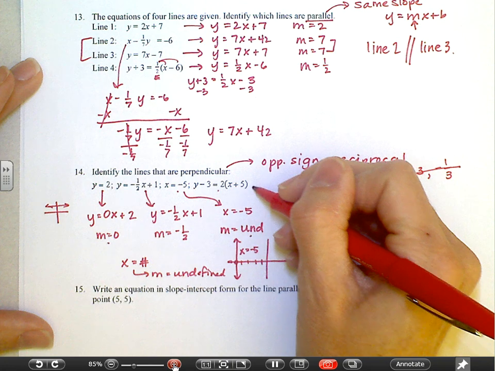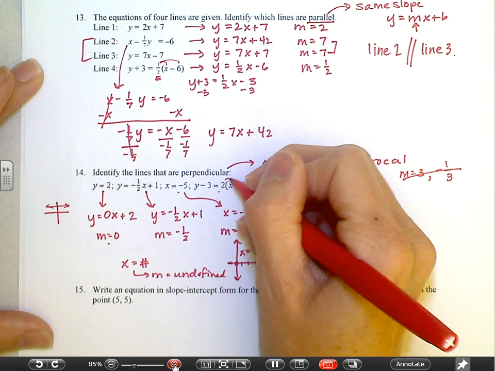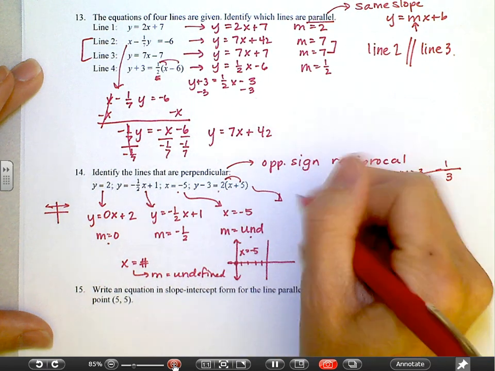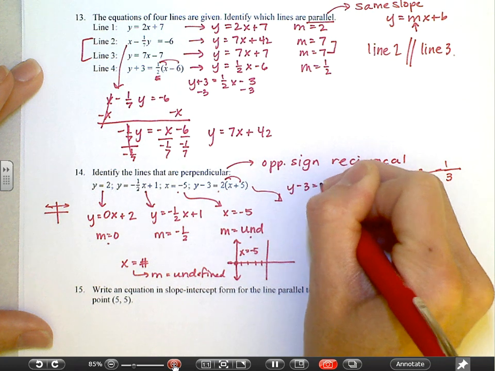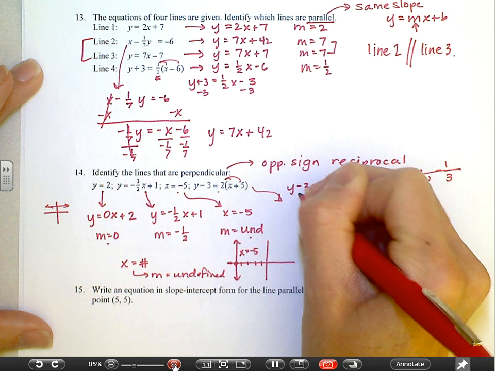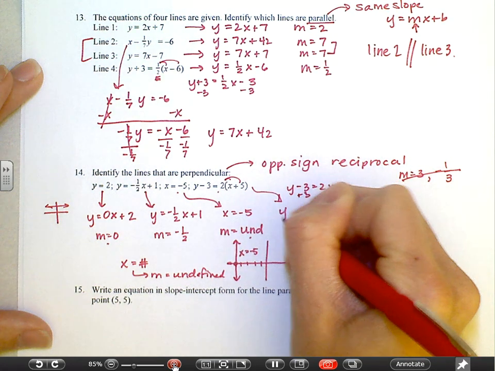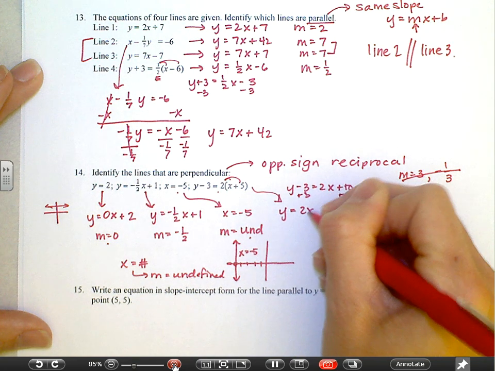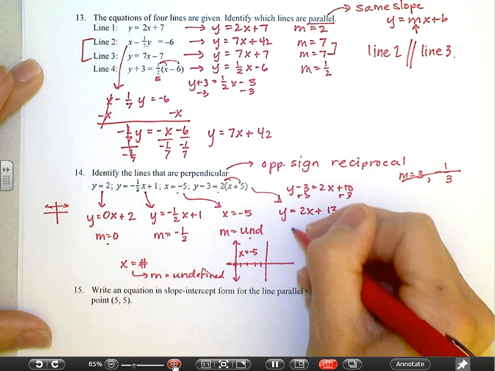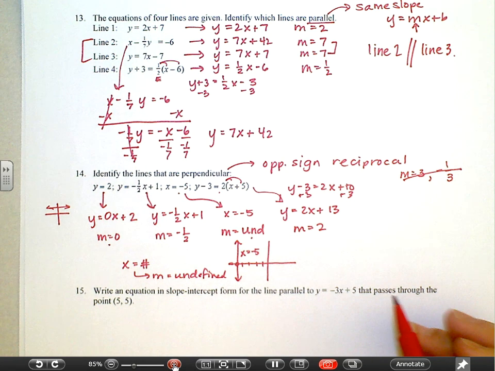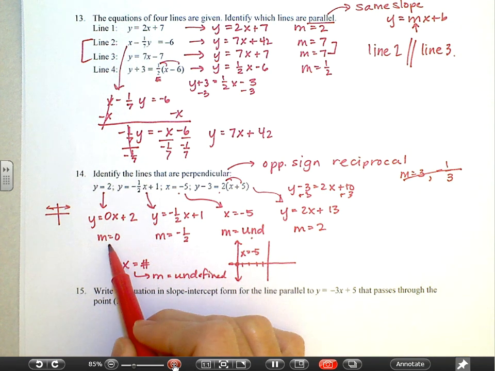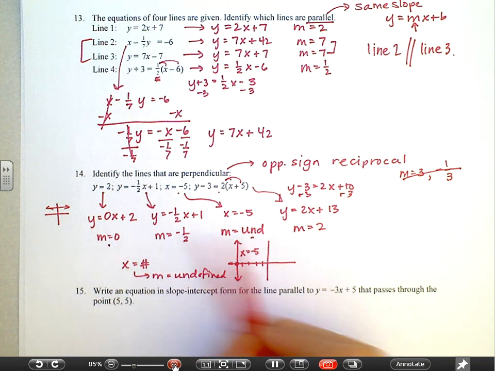All right, and then this last one. So you have y minus 3 equals 2 times x plus 10. Add 3 to both sides, and you have y equals 2x plus 13. So your slope here is 2. All right, so a zero slope and an undefined slope are perpendicular to each other.